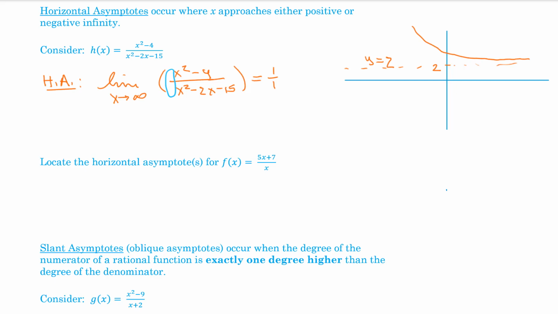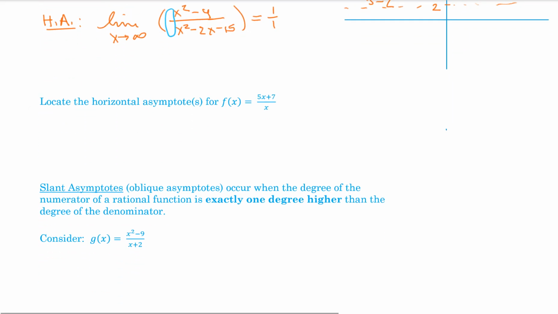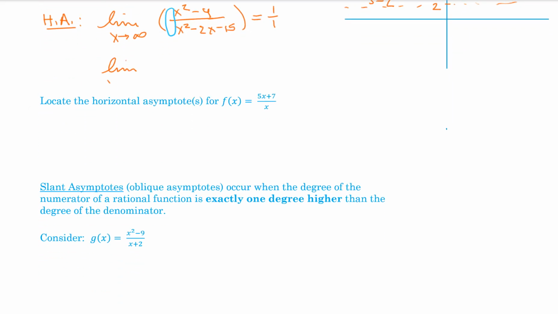X is going to infinity. You also want to consider what's the limit as x approaches negative infinity for this function. It's going to be this x squared minus 4 over the x squared minus 2x minus 15. Once again, just as previously, we've got a tie on our exponents, and we're going to go ahead and pull these coefficients off of here, and it's going to give us 1 over 1.